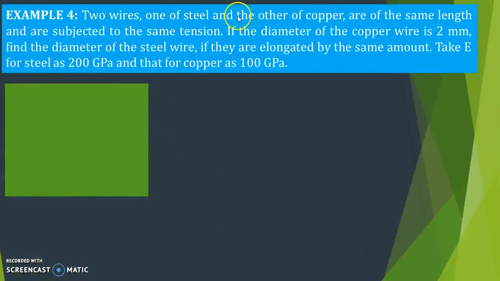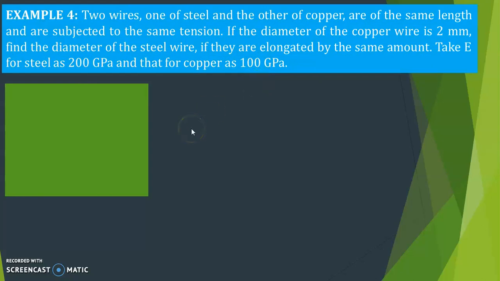Two wires, one of steel and the other of copper, are of the same length and are subjected to the same tension. If the diameter of the copper wire is 2 mm, find the diameter of the steel wire if they are elongated by the same amount. Take E for steel as 200 GPa and that for copper as 100 GPa.